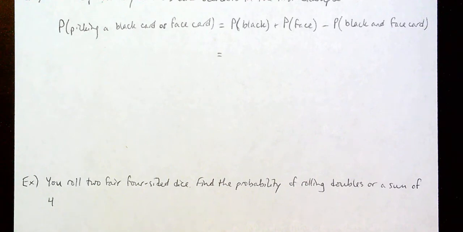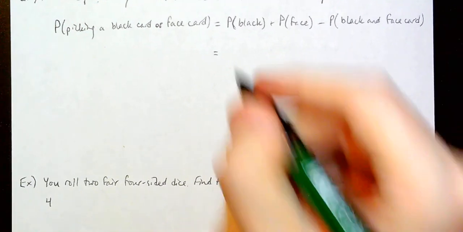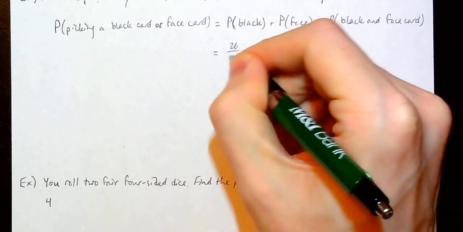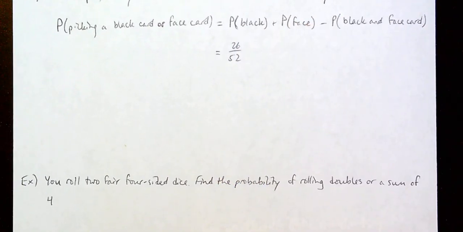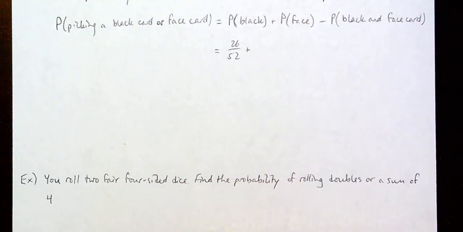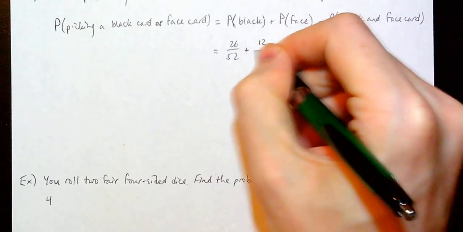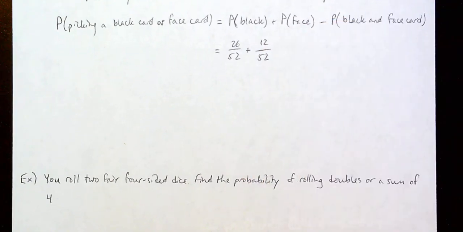So what's the probability of picking a black card from a standard 52 card deck? Well, there's 26 red cards and there's 26 black cards. So 26 black cards out of a possible 52. Plus, what's the probability of picking a face card? Well, face cards are the jacks, the queens, and the kings. There are 3 face cards per suit, and there's 4 suits. So there's 12 face cards in the standard 52 card deck.